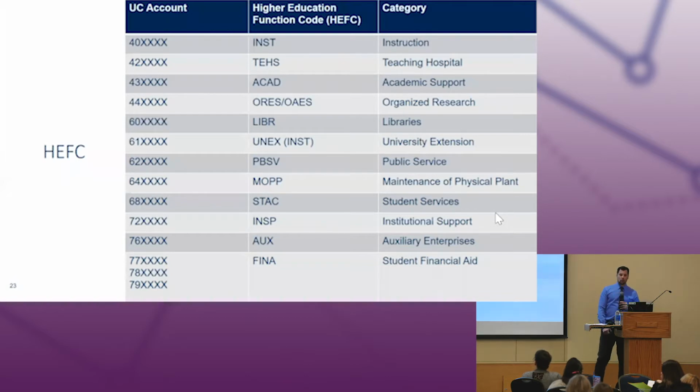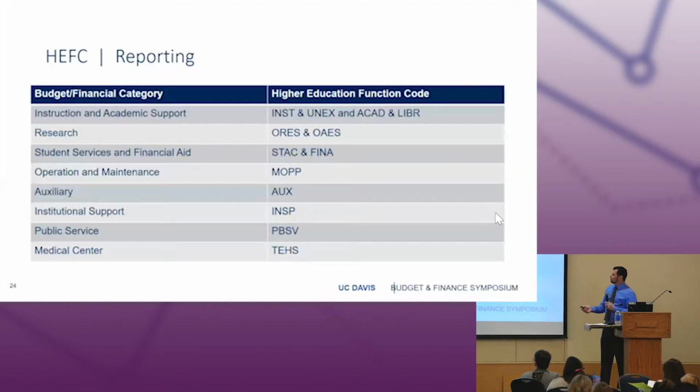Now, when we do our reporting, we're gonna do some consolidation of these. So here, when we do reporting, we take instruction and academic support, make that one category, and then the instruction side is instruction and UNEX, and the academic side is academic and library. So those are consolidated when we roll up. Student services and financial aid, it's the same kind of thing going on. Research, there's Ag Experimental Station, as well as just the regular traditional organized research.